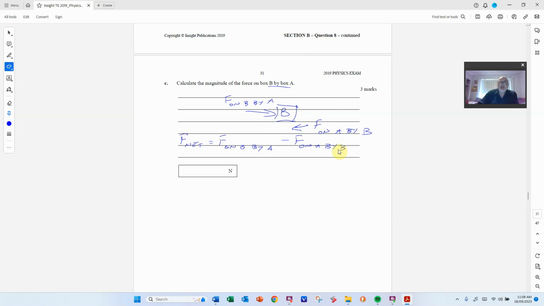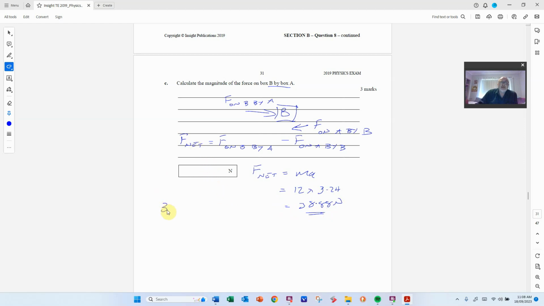Now these can get a little bit wordy when you actually say things out loud, but essentially we've got our net force, F net, equals mass times acceleration, which for box B is 12 times 3.24 from previously, which gives us 38.88 newtons.